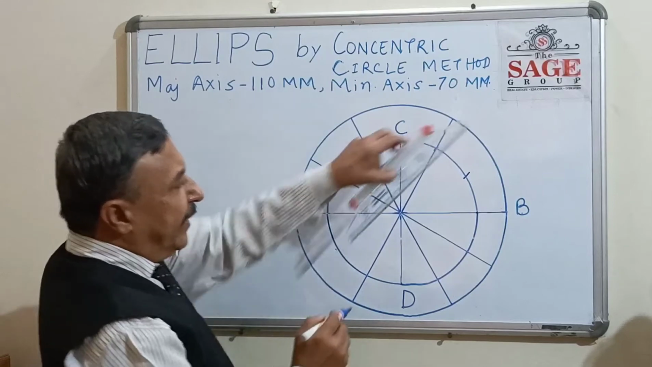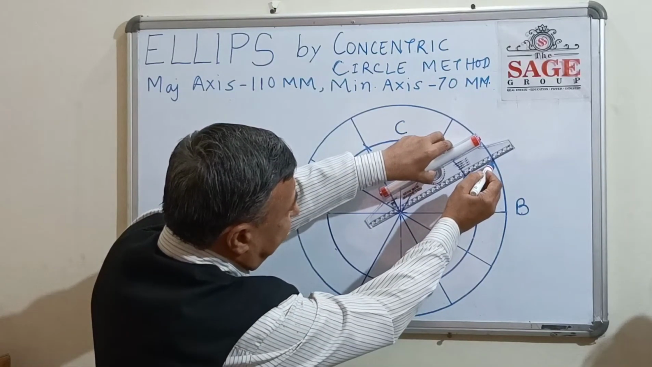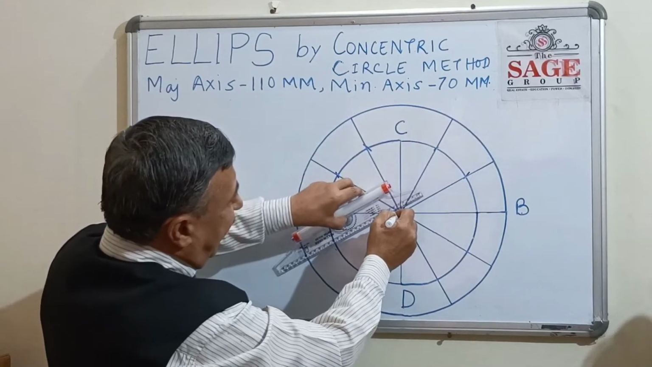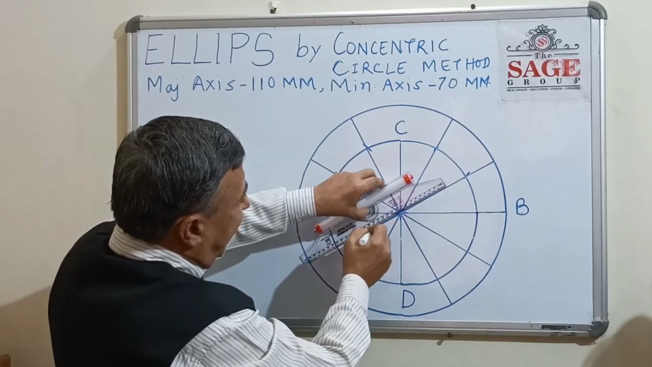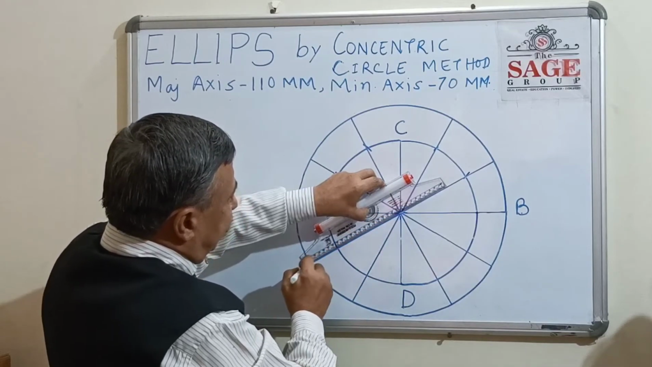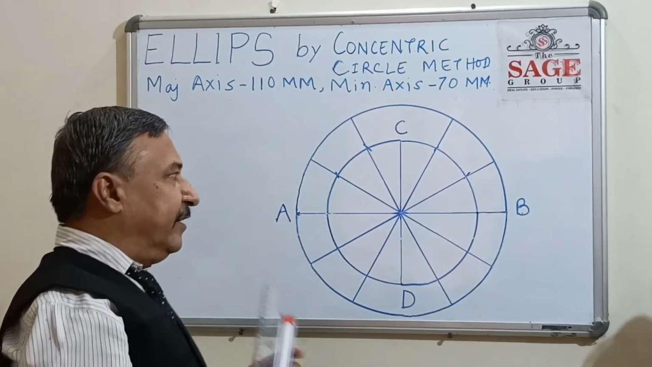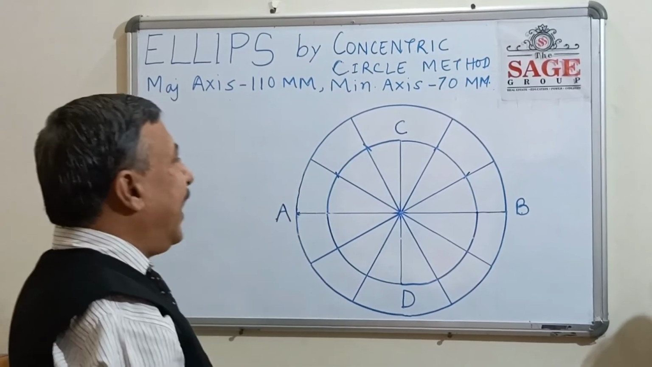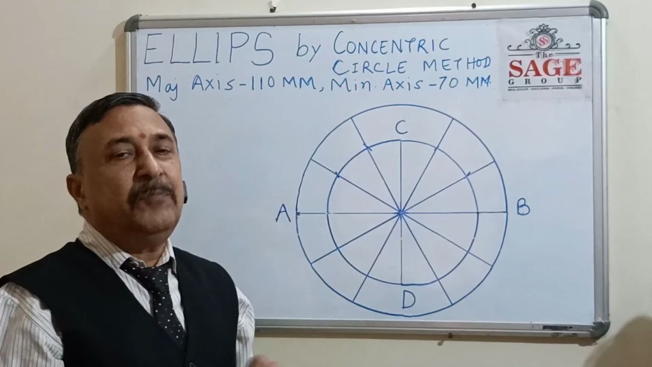And like this, we join this line also up to the center, and from the center again up to the circumference of the major axis concentric circle. Now in this way, you can easily see that the whole circle is divided into 12 equal parts.